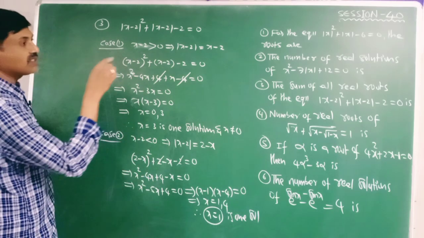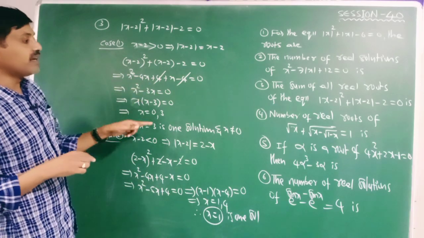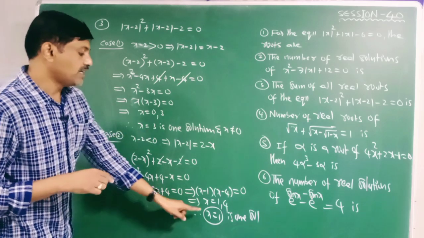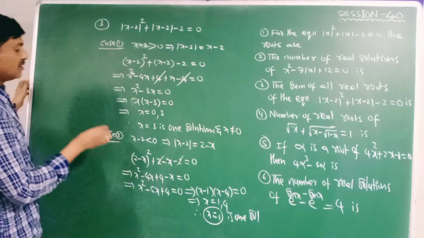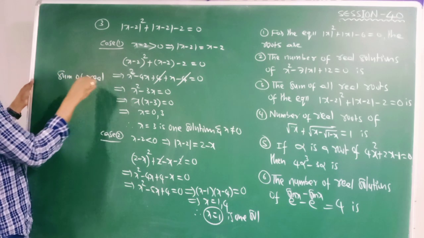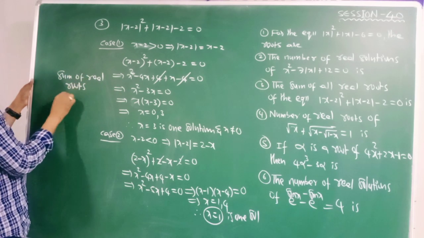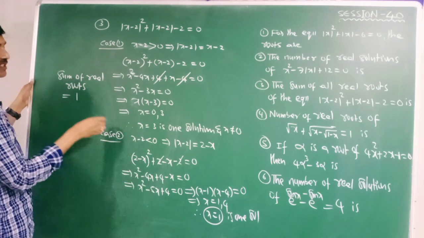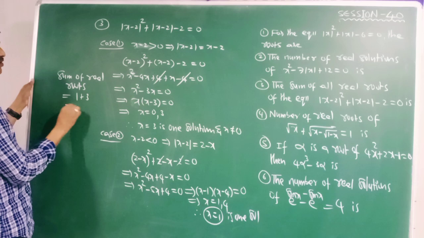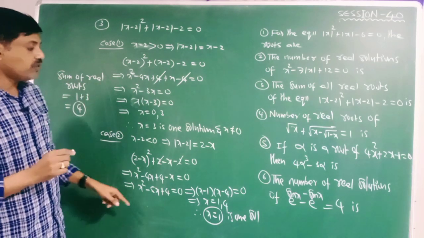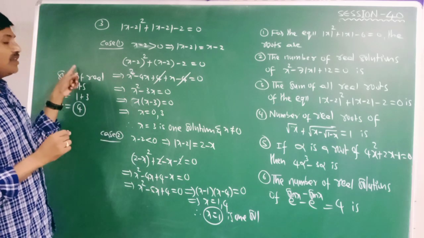Now what is he asking? The sum of all real roots of this equation. Therefore one root here we have 3, other root here we have 1. Therefore sum of real roots is equal to what? First one is 3, next one is 1, that is 1 plus 3. Your answer is 4. Here number of real roots is 2, but their sum is 4.